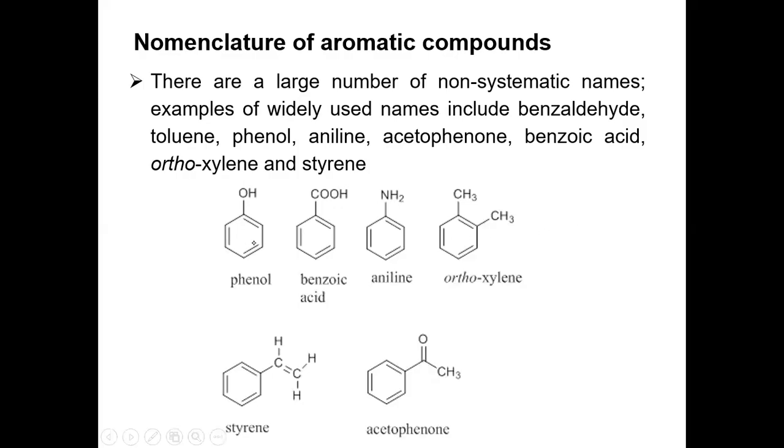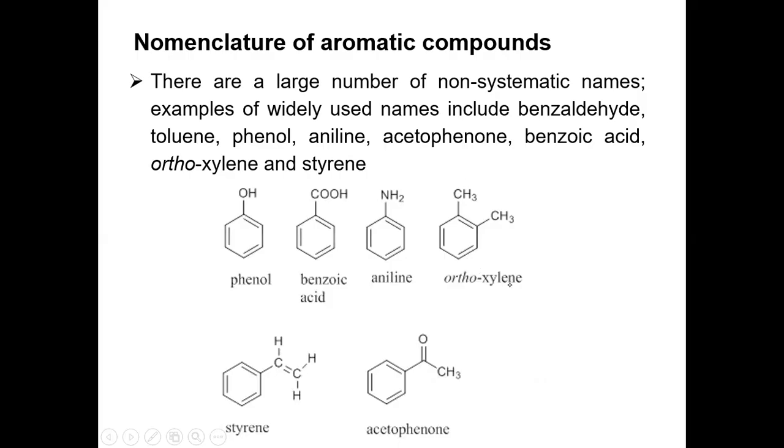So this is phenol, right? Benzene with an OH group. This is benzoic acid. That's benzene with a COOH group. That is a carboxylic acid functional group. This is aniline. Aniline is benzene with the amino group, the amine functional group. This is okay. So the amine functional group, right? Not amino, amine functional group.